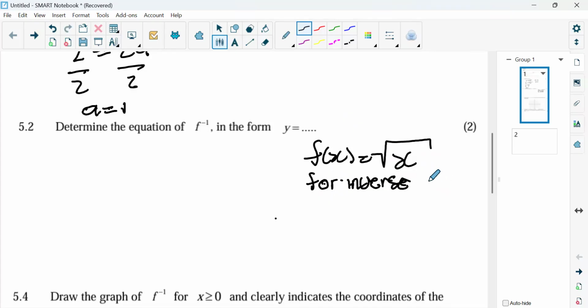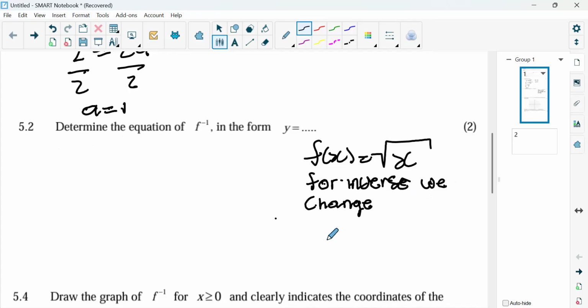For inverse, we're going to tell them that we're going to change. So where we see f of x, we're going to put x. Actually, let's start by changing f of x to y for it to be easy. Or f of x to be y. Okay, we can do that.